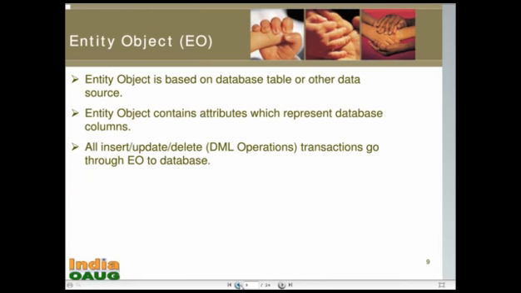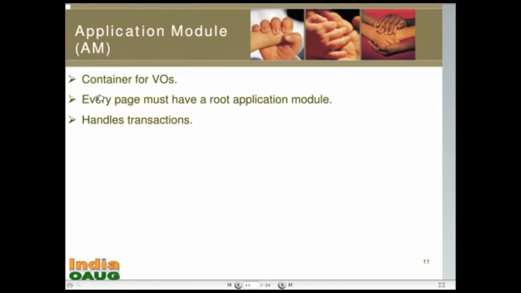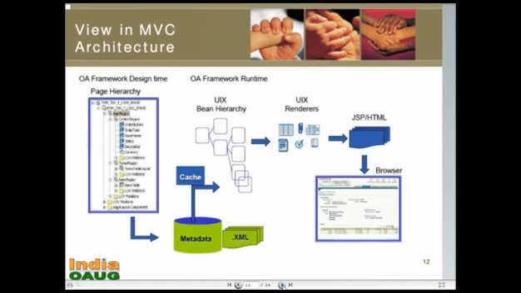Once you create an entity object, either one or multiple, for that we will create view objects. Then what is AM? AM contains only view objects, and it handles your transactions. Every page must have a root application module, nothing but a root AM. You can have either one or multiple AMs per page, but a minimum of one is required. One AM you have to create and attach to the page, and it handles all your transactions.